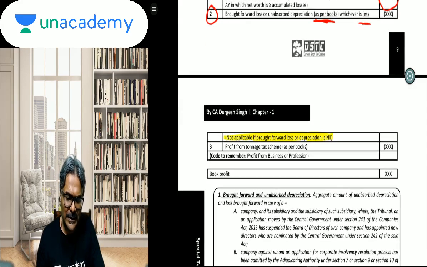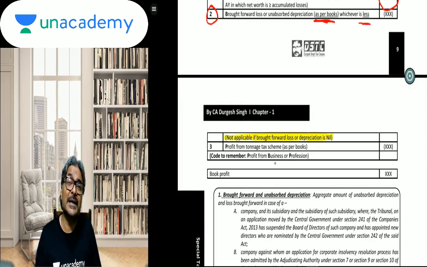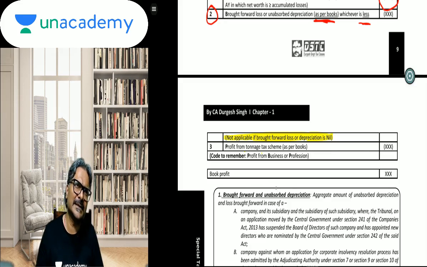And last but not the least, students, is the profit from the tonnage tax scheme. Just like the way we've discussed 44B, 44BB, 44BBA, in the same way here also for the tonnage tax, this will not form part of the book profit. So it is good for the domestic shipping company that has opted for the tonnage tax scheme as the basis of determining their income under the head PGBP, and thereafter the tax liability would be calculated on that. The profit of these shipping companies will not form a part of the book profit.